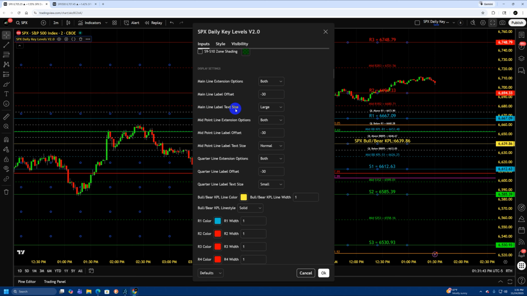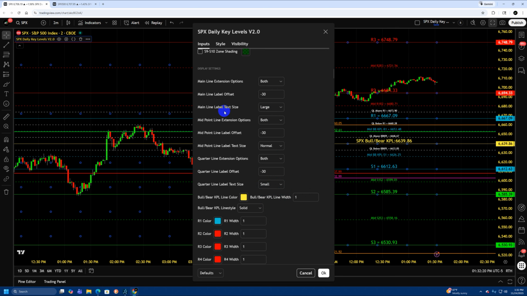You can also control the main line label text size, the midpoint line label text size, and the QL label text size. So for example, as you can see here, the QL line labels are on the small text. However, if I wanted to change it to large, then I can make them large, or normal, or small.